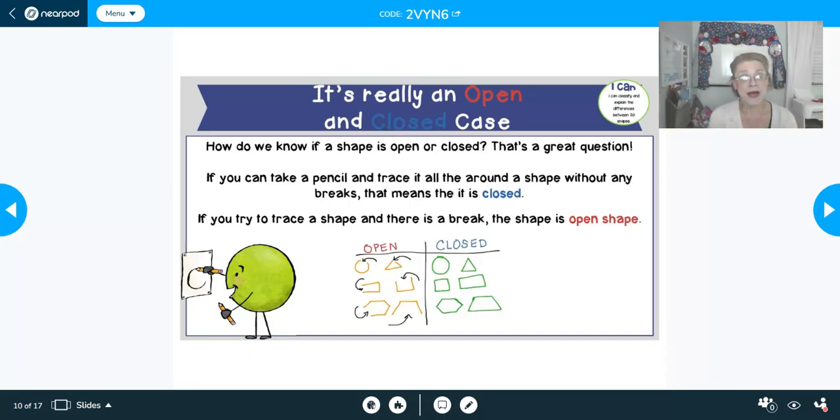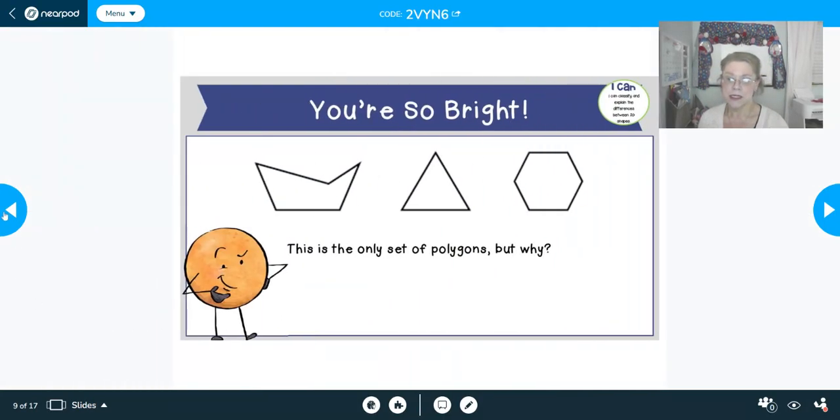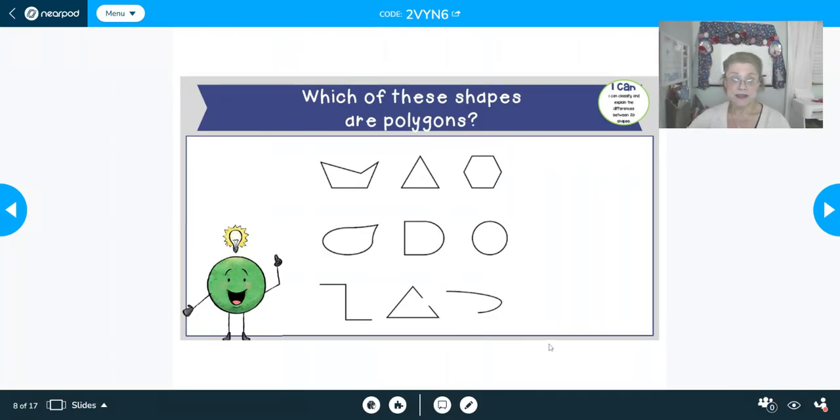So when you think about the difference between an open shape and a closed shape, a closed shape has no breaks. An open shape has breaks. Now go back and look at each of these. Why is the top considered a set of polygons, but the bottom isn't?